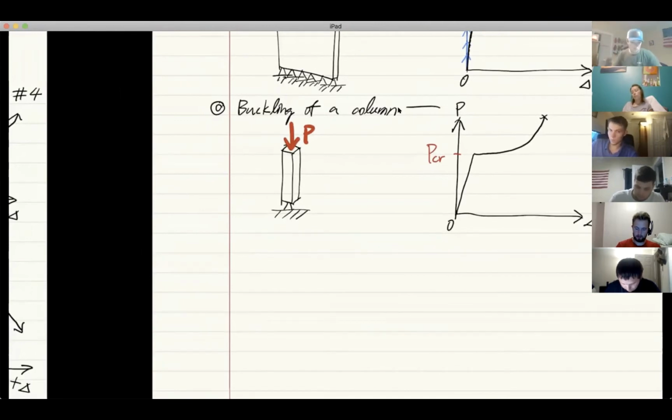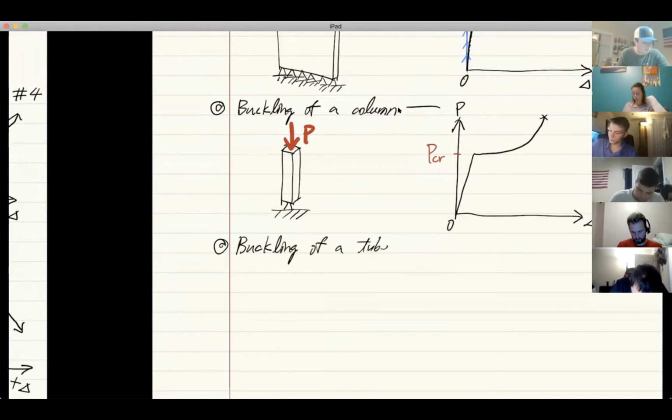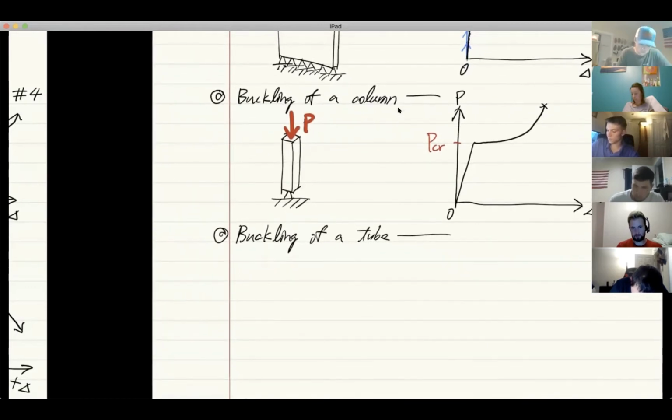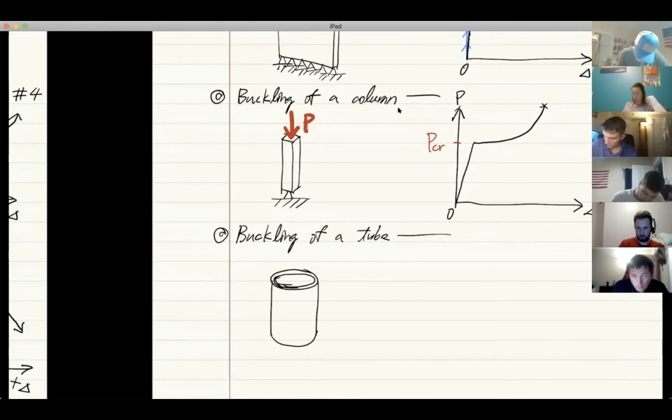What about buckling of a tube? Well, how can the tube buckle? I believe that one of the favorite beverages in this generation is soda, right?